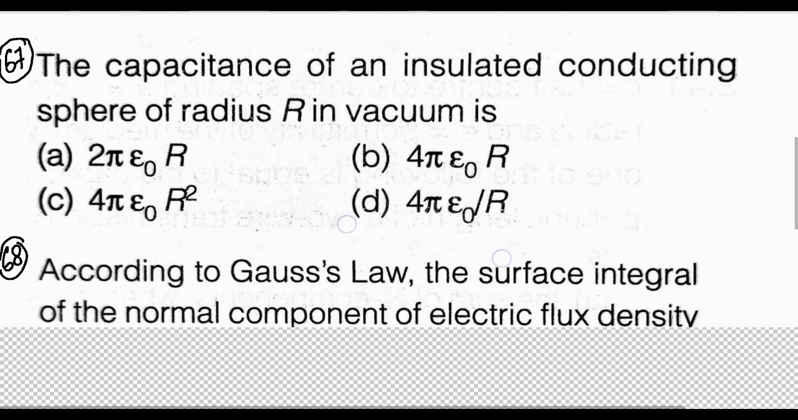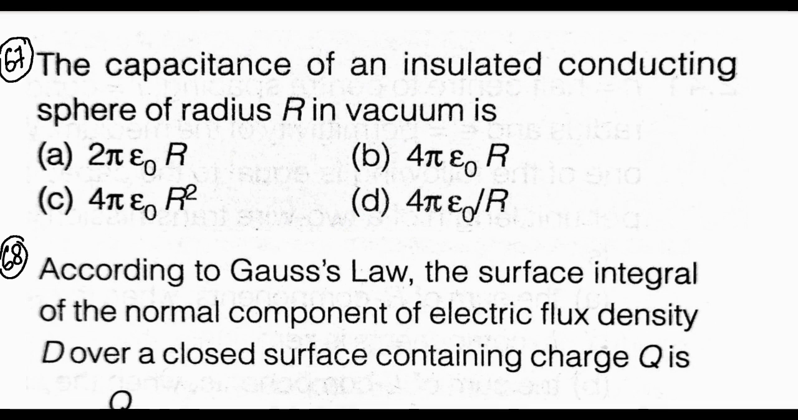Next question is, the capacitance of an insulated conducting sphere of radius r in vacuum is. Let a charge Q be placed on the sphere; then it will be uniformly distributed on the sphere. So what will be the potential at the surface of the sphere? Potential will be V = Q / (4 pi epsilon 0 r).